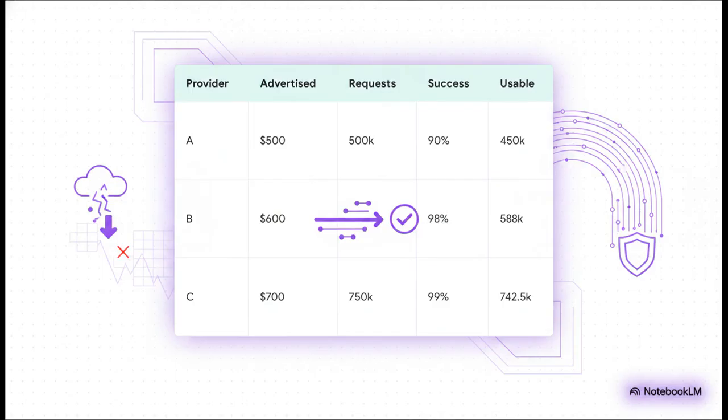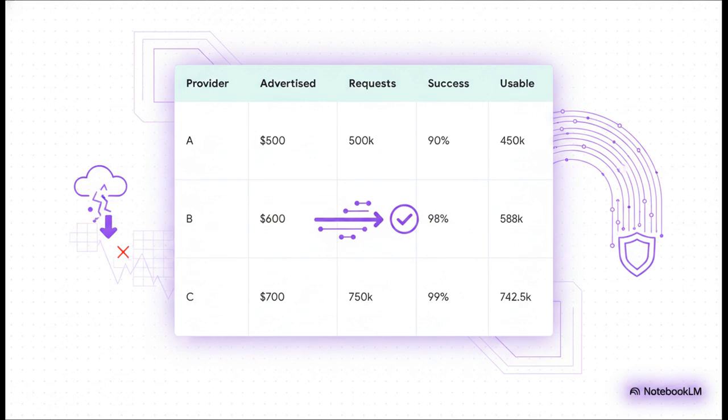Let's actually apply that calculation. This brilliantly illustrates the point. Provider A is the cheapest at $500, offering 500,000 requests, but they have a 90% success rate, meaning you only walk away with 450,000 actual usable results. If your business strictly requires 500,000 results this month, Provider A literally cannot get the job done without forcing you into overage fees. Provider B costs more upfront at $600, but their 98% success rate nets you 588,000 usable results. And Provider C costs the most, but gives you massive, incredibly reliable volume. You have to buy based on the volume of data you actually need to receive, not just the sticker price on the website.